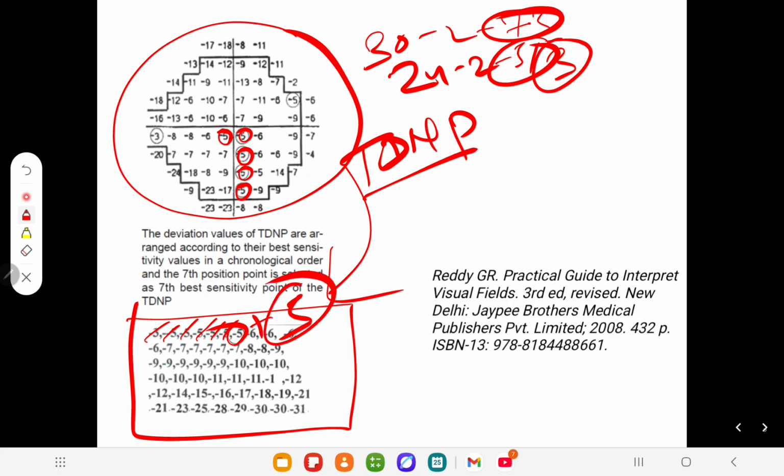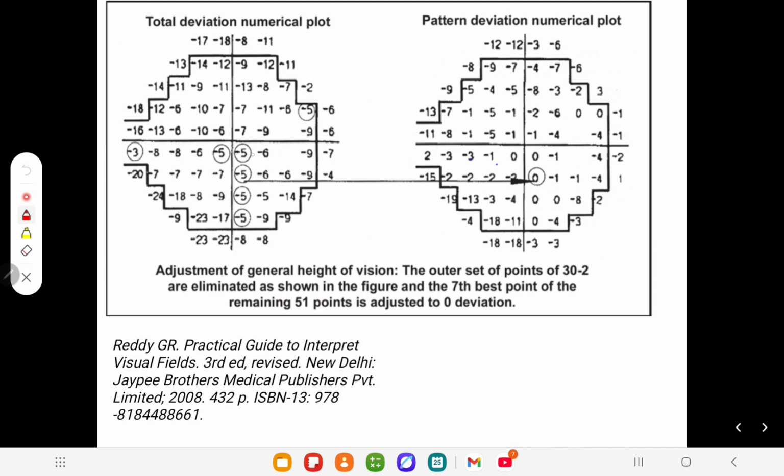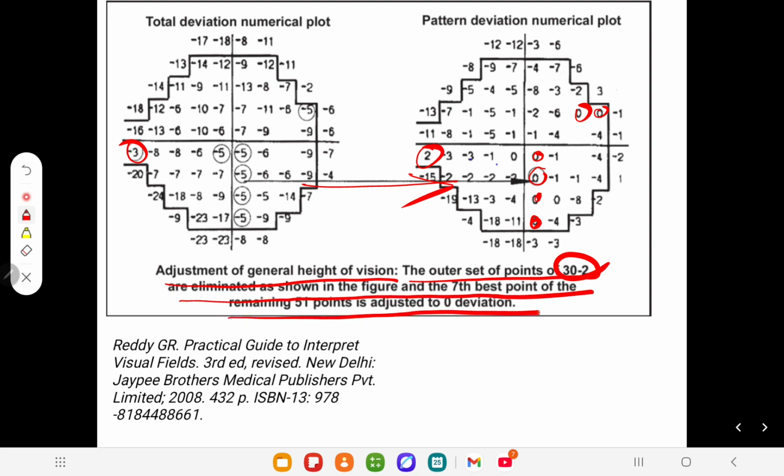That's simple. So here's the conversion. This is the seventh point. Then you add +5, isn't it? Then they become 0 0 0 0 0 0. But see, this -3, what are you going to do? It's +2, isn't it? So to adjust the generalized height of the vision, the outer points of the 30-2 are eliminated and the figure is shown with the seventh best position, the remaining 51 adjacent to 0.